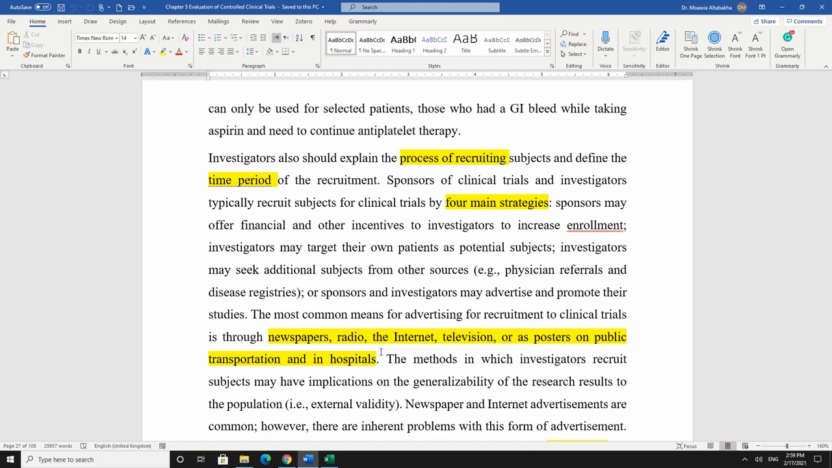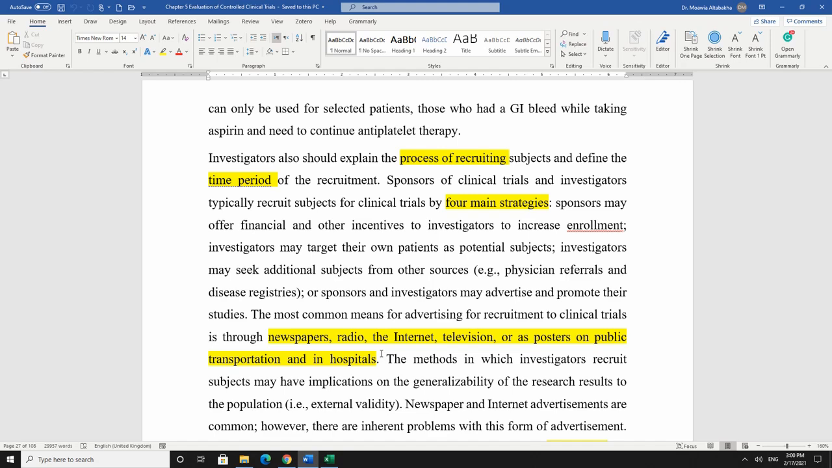Usually the sponsors, which are usually pharmaceutical companies who are paying the money, will offer financial incentives to investigators to increase enrollment, in order to make the investigators enthusiastic about getting more subjects. They will give them incentives. They will tell them, for every subject that you include in the trial or recruit to the trial, you get $1,000, for example.